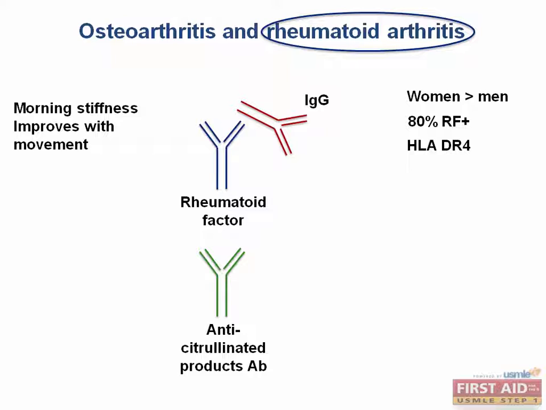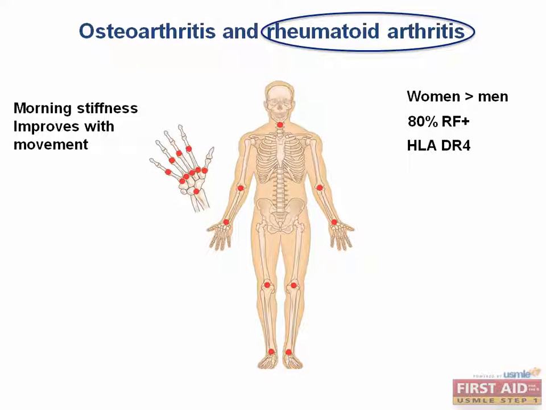Which disease improves with rest? Well, that's osteoarthritis, not RA. Also, RA tends to be symmetric, so if certain joints in the hand are affected, then the same joints of the opposite hand tend to be affected as well. What else should you look for when you're thinking of RA?